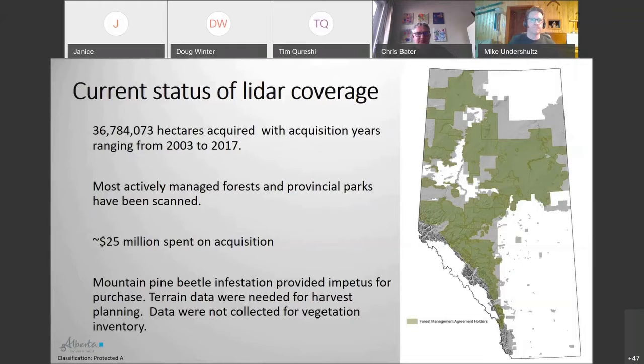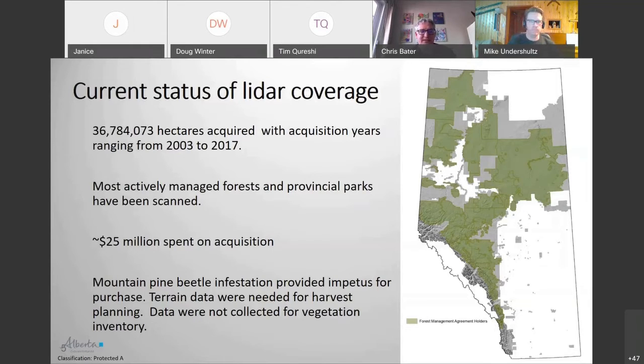So this is more of just background, and it applies to the first two projects. An important data set we have access to is LiDAR, airborne laser scanning. Alberta was an early adopter of the technology and went down a rabbit hole collecting 37 million hectares between roughly 2007 and 2017. Our acquisition dates range from about 2003 to 2017. And the data set is very consistent. It's roughly 1 to 3 points per meter squared.